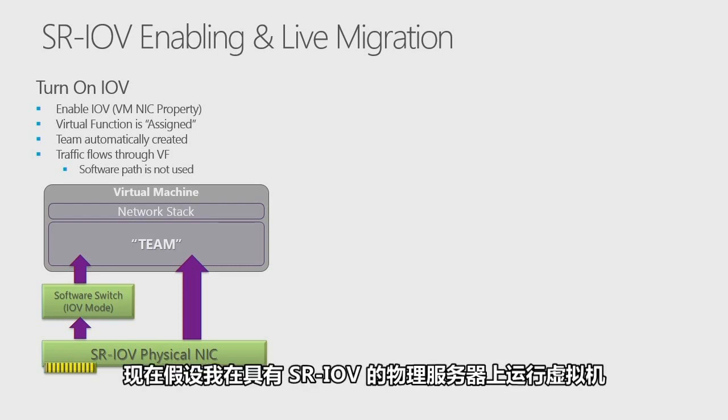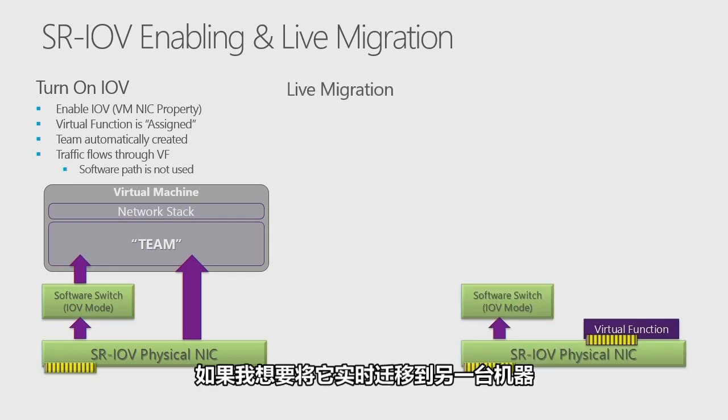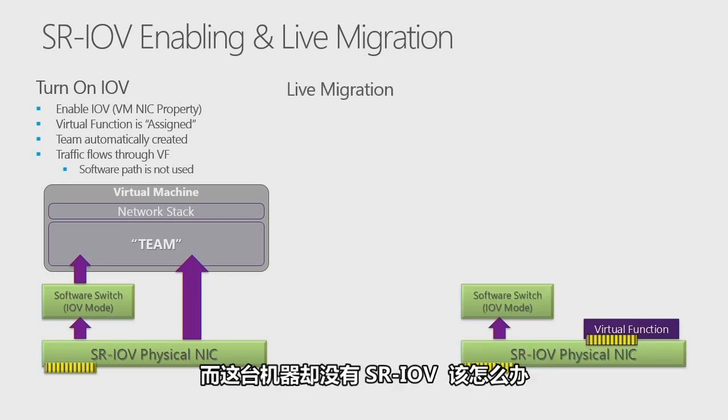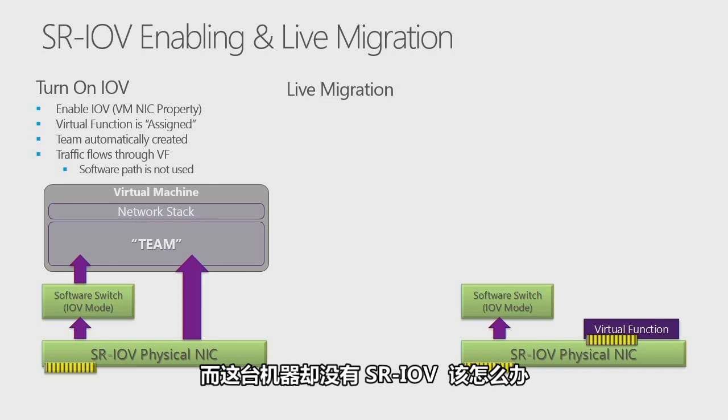Now, suppose I'm running a virtual machine on this physical server with SRIOV, and I want to live migrate it to another machine. Number one, I have to deal with all sorts of error conditions that could happen in the real world. What if I want to live migrate this to another machine, and the other machine doesn't have SRIOV? What if it has SRIOV, but all of those resources are already used up? How do I deal with all of those different challenges? There are lots of edge cases and corner cases that we need to understand.